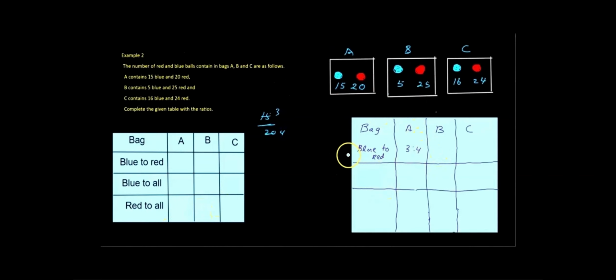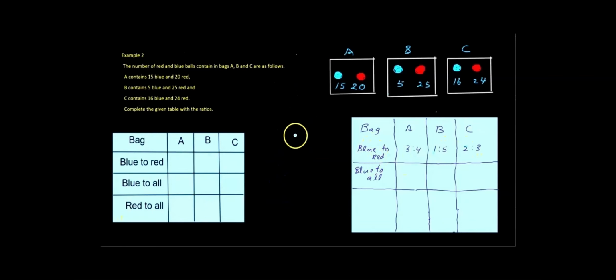Ratio of blue to red in bag B is 5 to 25, which can be simplified to 1:5. Similarly, ratio of blue to red in bag C is 16 to 24, which can be simplified to 2:3. Next, we have to fill the second row.